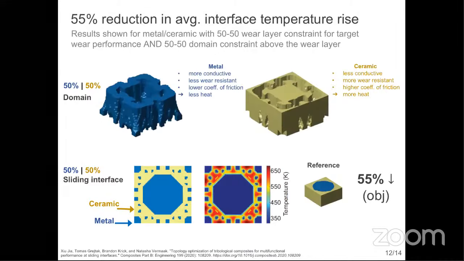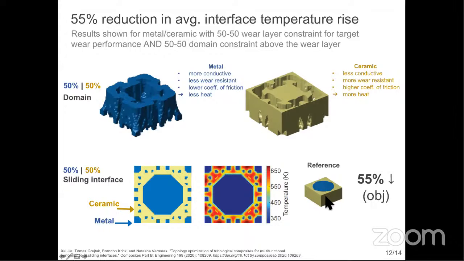Here are the results, and just for a teaser of the results, remember the volume constraint was 50-50 everywhere for this metal ceramic composite. What you see on top is the optimal design in an exploded view. So you see the metal portion of the composite only in blue and the ceramic portion only in yellow. So they're separate. Then what we really care about for the objective function is the interface. So the composite design at the interface is on the left, and the resulting steady state temperature profile is on the right. Finally, the optimal design is compared to a reference composite system.